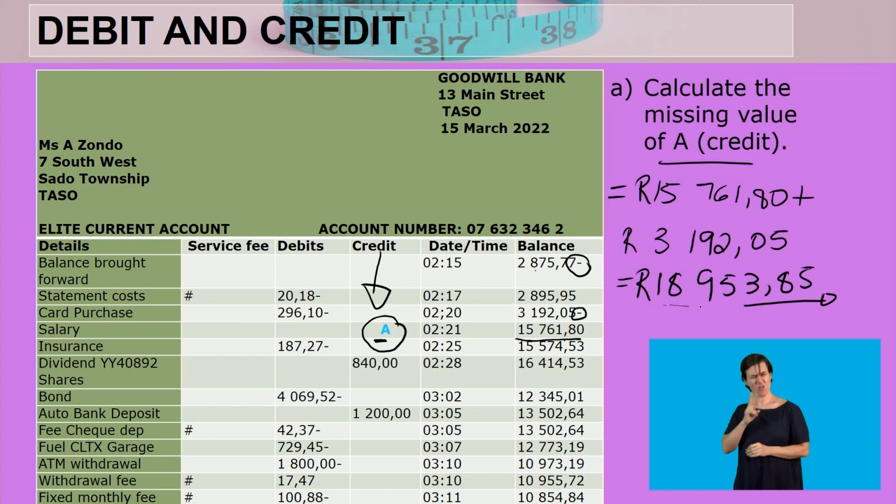Right, so now if you want to prove if your answer is correct, you can take the 18,953 rand 85 and subtract the given balance from the statement, which was 15,761 rand 80 cents, and your answer will be 3,192 rand 5 cents. So you are able to work it back. So it means if you get the correct answer that is given on the statement, then your answer is correct.